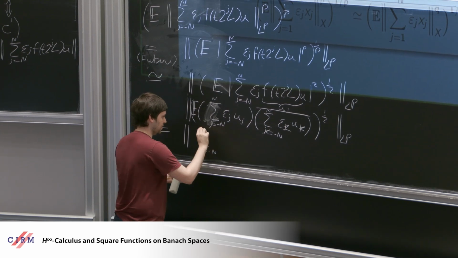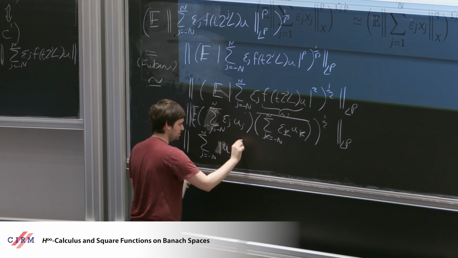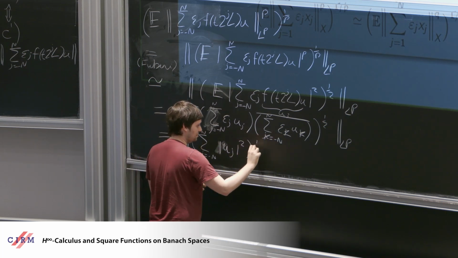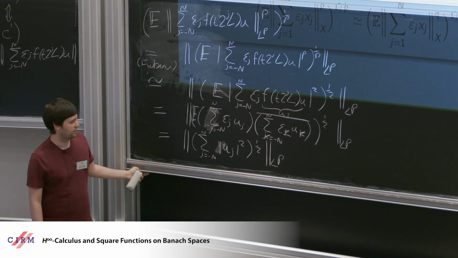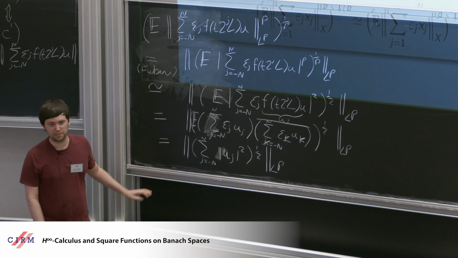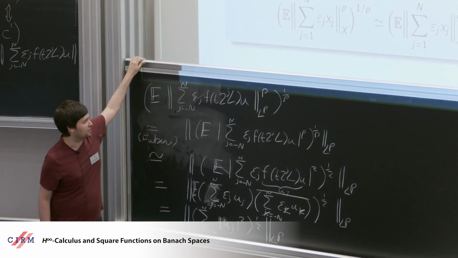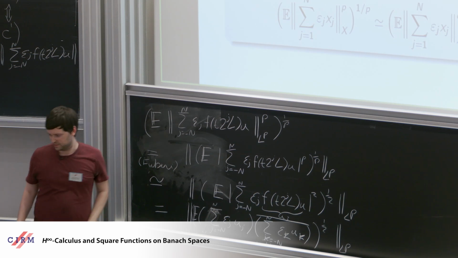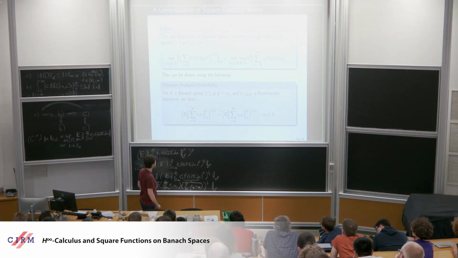j equals negative n to n. What we're left with are these uj's squared, square rooted, and then the LP norm, which is exactly our original square functions for LP. So these Rademacher sums really are a good generalization of square functions to general Banach spaces.